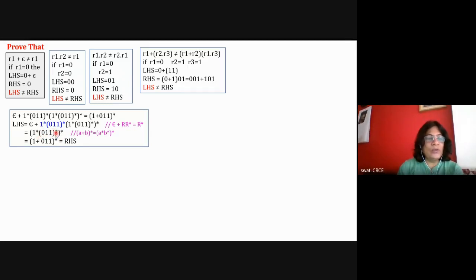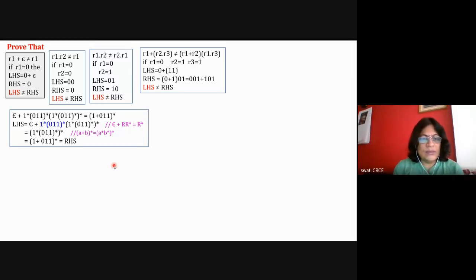Now here you observe this R star. This is nothing but A star B star bracket star. So this part of the identity, A star B star bracket star, I can rewrite as A plus B bracket star. So if I'm rewriting it, then it is 1 plus 0, 1, 1 bracket star. That is nothing but this RHS. So we have proved that this left hand side is nothing but right hand side.